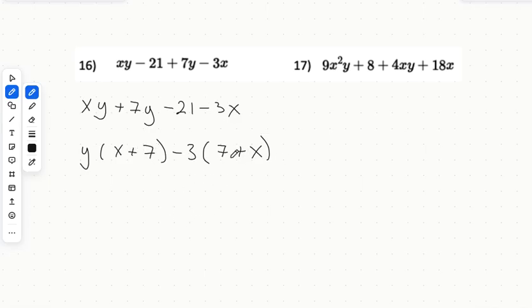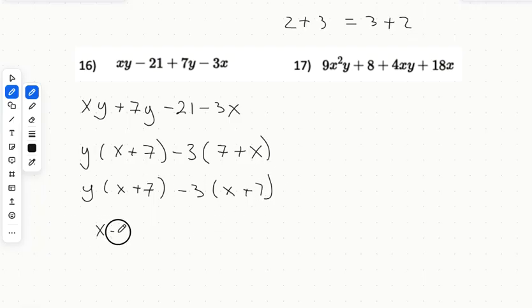Now x plus 7 and 7 plus x are the exact same thing. If we thought of 2 plus 3, does it equal 3 plus 2? Absolutely, those are both making 5, and so that's saying the order for addition and subtraction doesn't matter, as long as you maintain the signs. So x goes here, oops, with a plus there, and 7. And now those look the same. I'll take it out front.